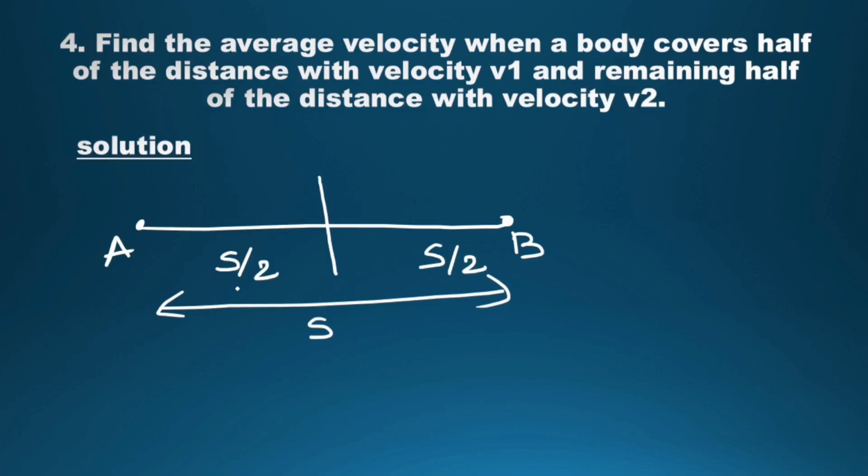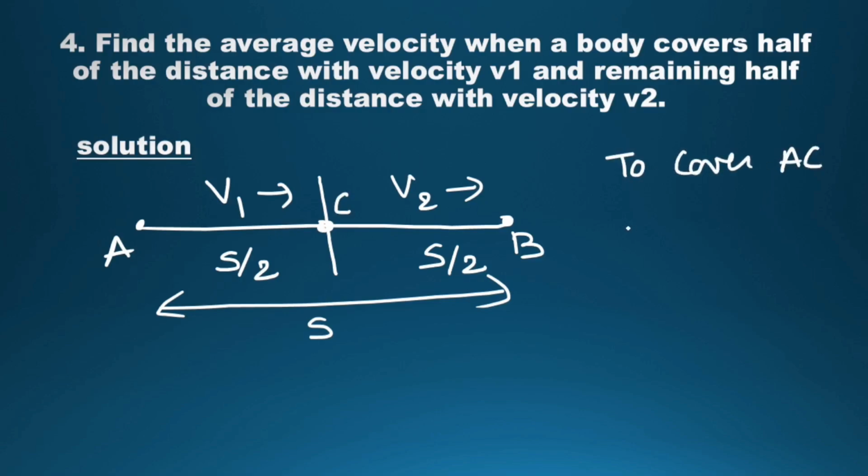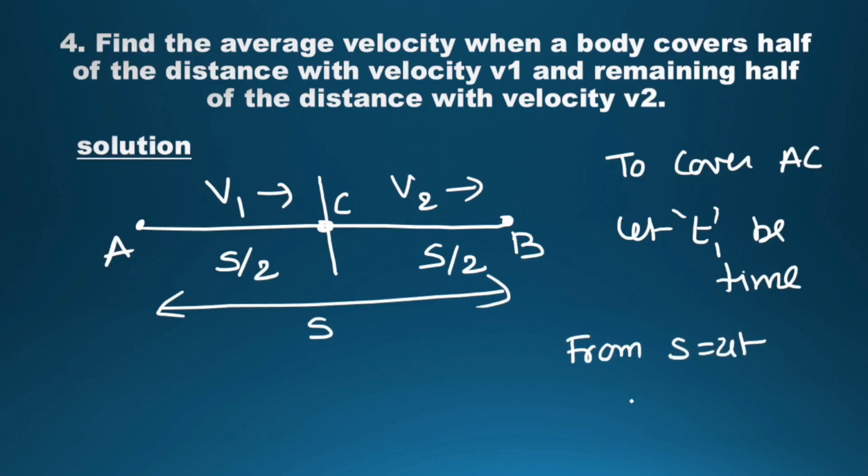Here the body covers half of the distance with velocity v1 and the remaining half of the distance with velocity v2. Now what is the time taken to cover the distance? Let this point be C. Now to cover AC, let T1 be the time. From S equals UT, what is the total time here? T1. What is the distance here? S1 by V1. T1 is S1 by V1.